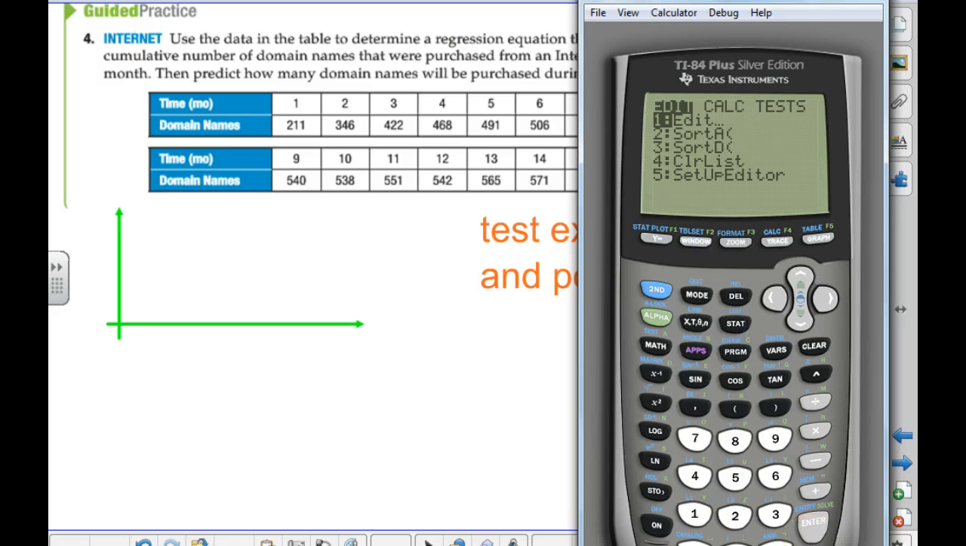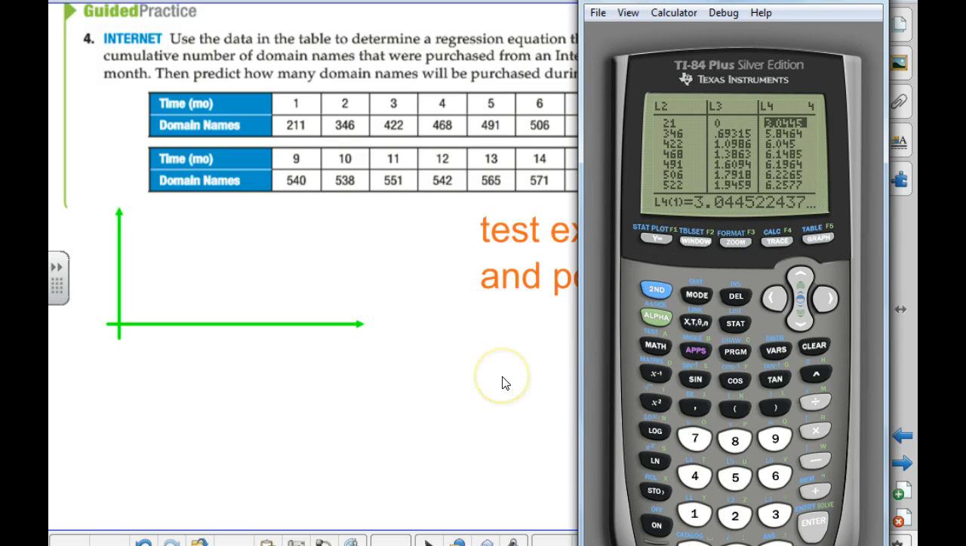So we're going to go stat enter. Everybody paying attention? Up onto the title of list 3, and we're going to do what there? LN, your LN button over on the left side there, and then list 1, which is second and a 1, and hit enter. And over to list 4, and do LN of list 2, and hit enter. All right. You got 211 in there for the first one. Thank you.